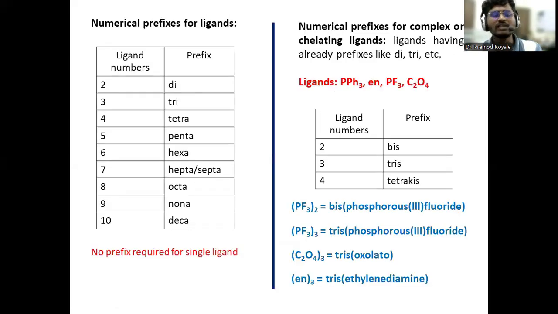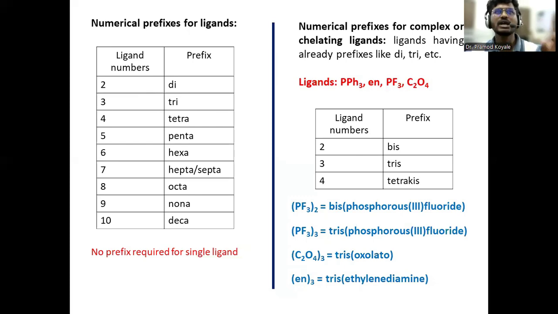The next one is related to the numerical prefixes utilized for the ligands. Again, we have two different kinds of ligands: monodentate ligands, and polydentate ligands, which already have prefixes like tri, di, and so on. First see the prefixes utilized for the simple ligands, that is monodentate ligands. If you have two ligands, it is di. For three, it is tri. For four, it is tetra, and so on. So we have di, tri, tetra, penta, hexa, hepta, octa, nona, and deca.